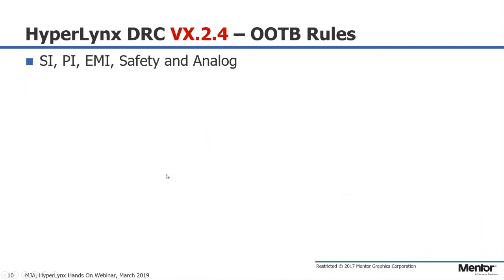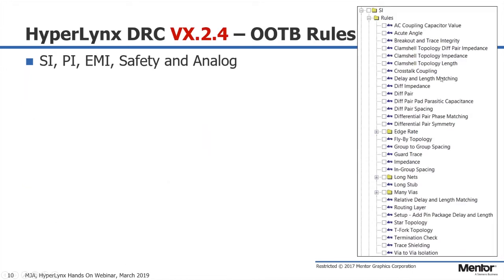So just as an example of some of the things we can look at in the SI space, we can look at your differential pairs, making sure that they are balanced. Several other things we can check about those. There's also a number of rules that focus more on DDR type routing. So that's just in the SI space, lots of different things we can check for.